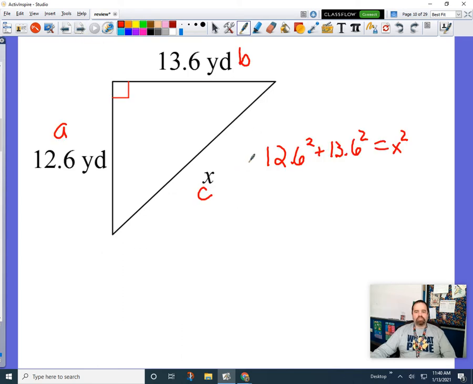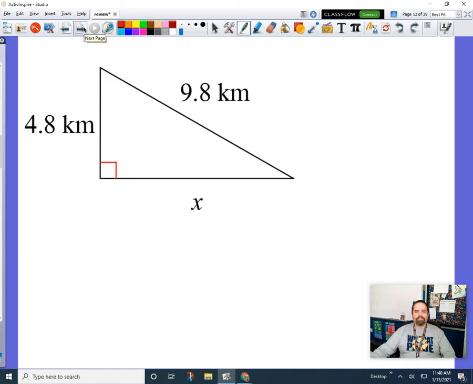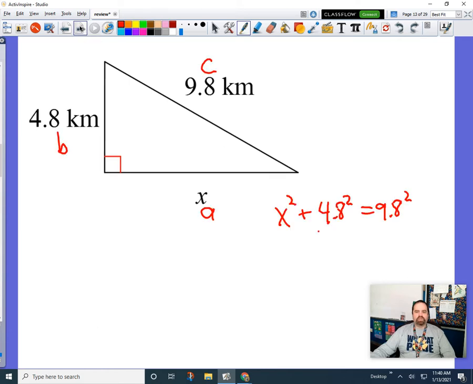Okay, there's your setup. You're looking for the hypotenuse again. Solve it. There you go. What's the correct setup? Okay, when you solve this one, you will get decimals, round to the nearest tenth.